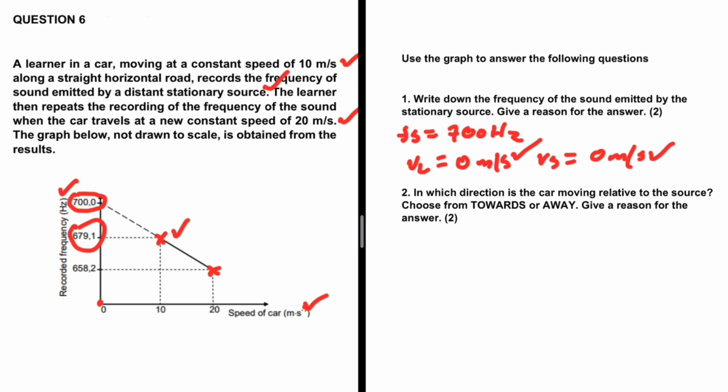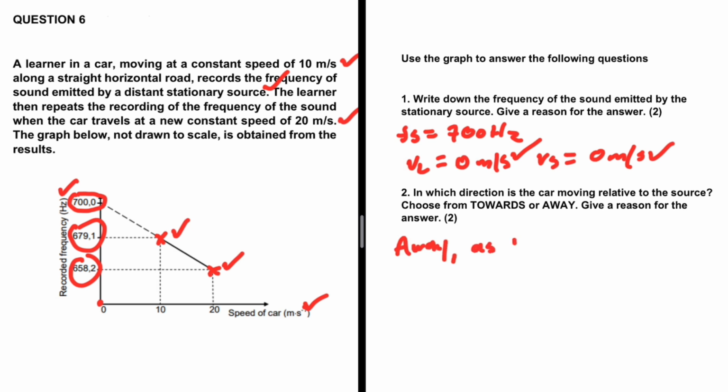And then when the speed of the car increases to 20 meters per second, the observed frequency is 658. So as the speed of the car increases, the observed frequency is decreasing. So clearly the car is moving away because of that. If it was increasing, the car would be moving towards. So what are we saying? In which direction is the car moving relative to the source? It is moving away. Why do we say that?